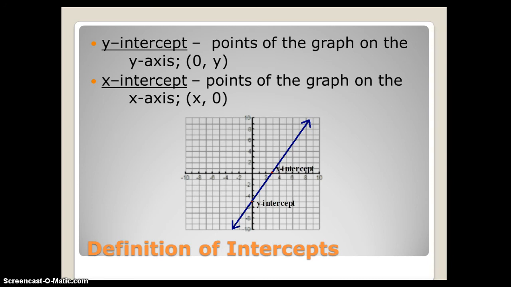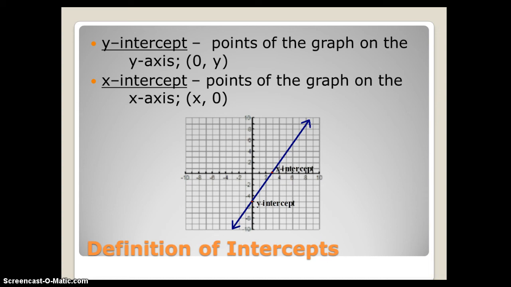So the y-intercept is the point of the graph on the y-axis where there is a 0 in the x value. So the point we know as (0, y), whatever value y is. The x-intercept is the point of the graph on the x-axis where there is a 0 in the y spot. So we have (x, 0). If you look at our graph below, we have the x-intercept labeled where the line crosses the x-axis at (3, 0). And then we have the y-intercept labeled where the graph crosses the y-axis at (0, -5).